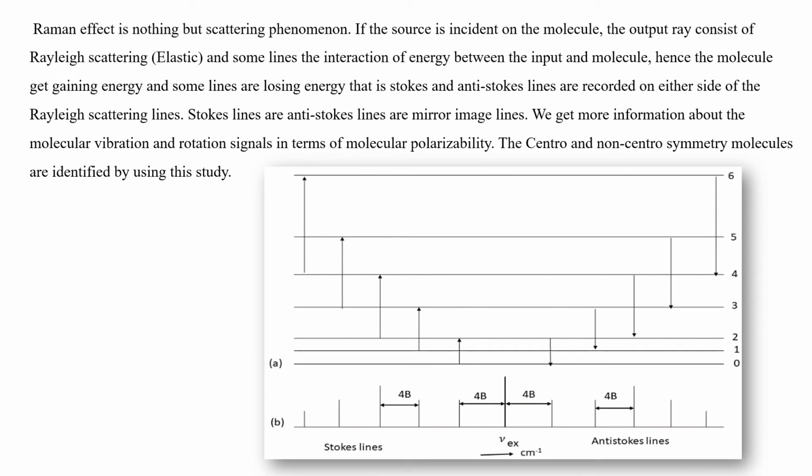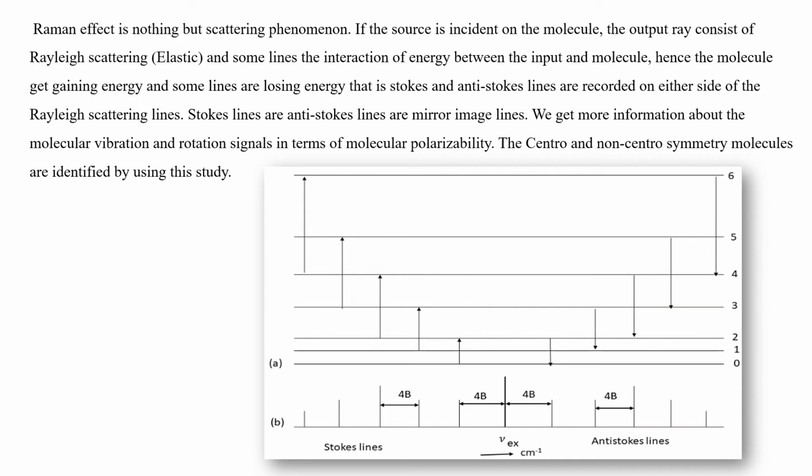Next, we discuss the Raman effect, which is nothing but a scattering phenomenon. When a source of light is incident on the molecule, the output ray consists of Rayleigh scattering and some lines from the interaction energy with the molecule. Hence, the molecule gains energy in some lines and loses energy in others; these are Stokes and anti-Stokes lines, recorded on either side of the Rayleigh scattering lines.